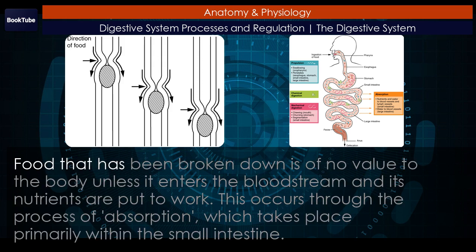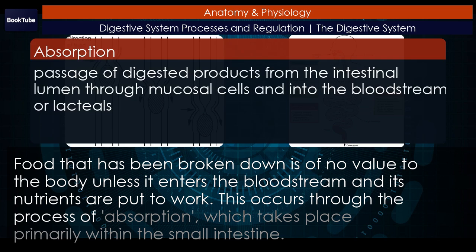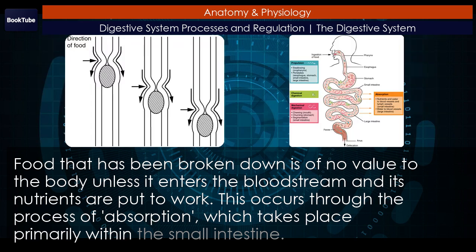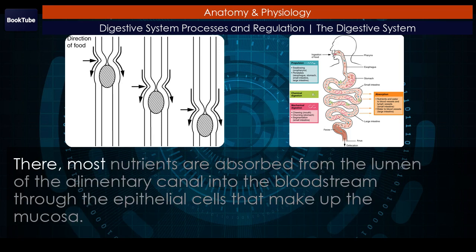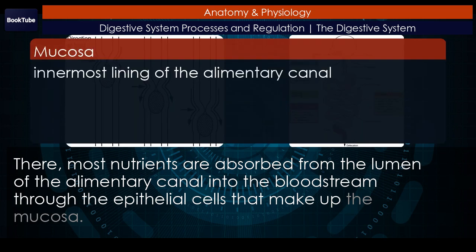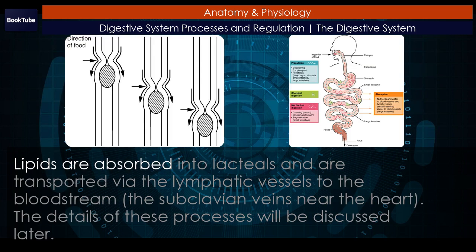Food that has been broken down is of no value to the body unless it enters the bloodstream and its nutrients are put to work. This occurs through the process of absorption, which takes place primarily within the small intestine. There, most nutrients are absorbed from the lumen of the alimentary canal into the bloodstream through the epithelial cells that make up the mucosa. Lipids are absorbed into lacteals and are transported via the lymphatic vessels to the bloodstream.